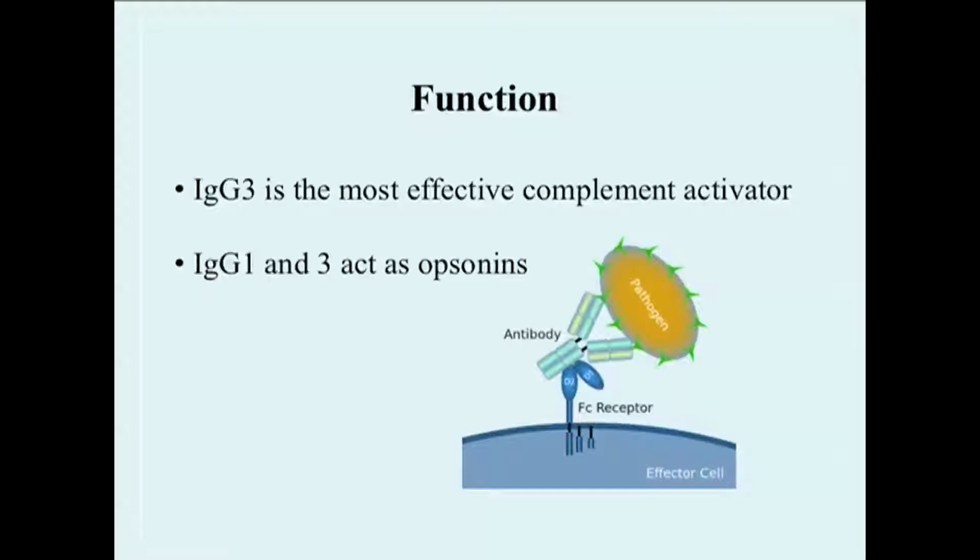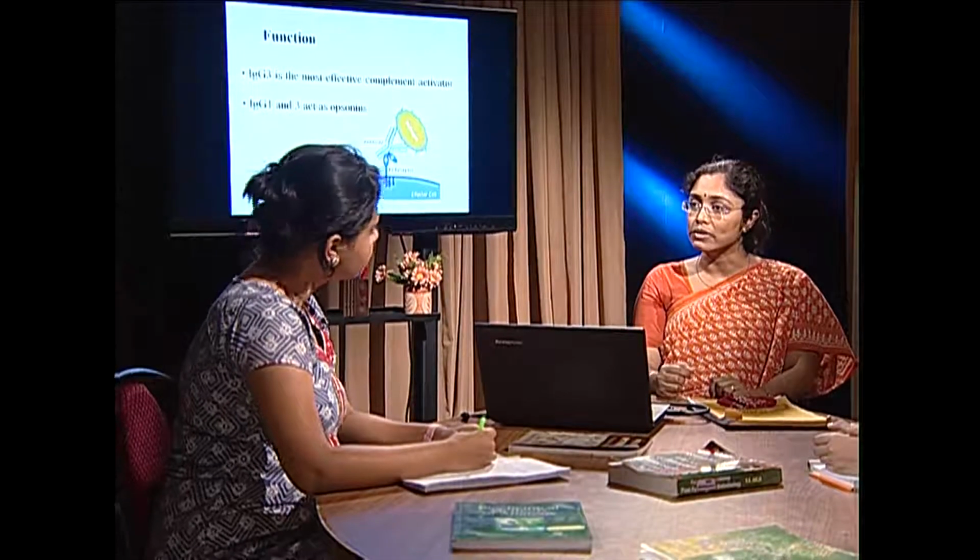Opsonins means they enhance the phagocytosis of the antigen. These molecules IgG1, 3 cover the antigen, and there are receptors on the phagocytic cells for the Fc region of antibodies. So the antigen covered with antibody is very easily phagocytosed by the phagocytic cells. Thus they enhance the phagocytosis of the foreign molecules.